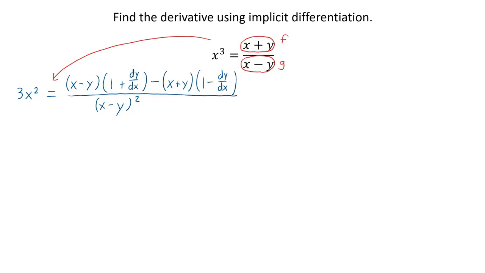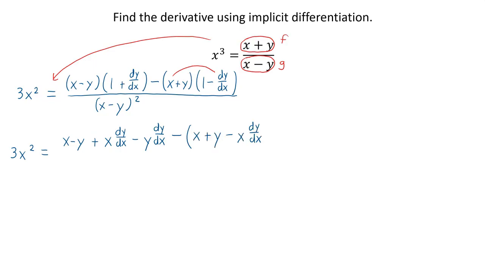Now let's start simplifying the numerator. We'll have 3x squared equals 1 times x is x, and 1 times minus y is minus y. X times dy over dx is x dy over dx, and then minus y times dy over dx is minus y dy over dx. And we subtract from that x plus y times 1, and then x times minus dy over dx gives us minus x dy over dx, and y times minus dy over dx is minus y dy over dx. And that's all still over the quantity x minus y squared.